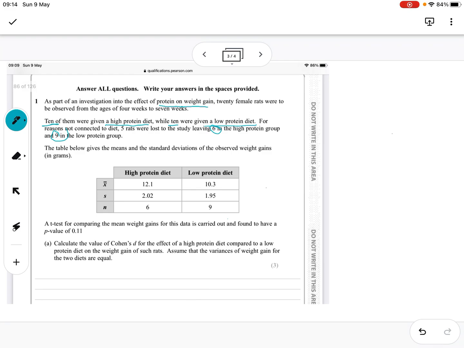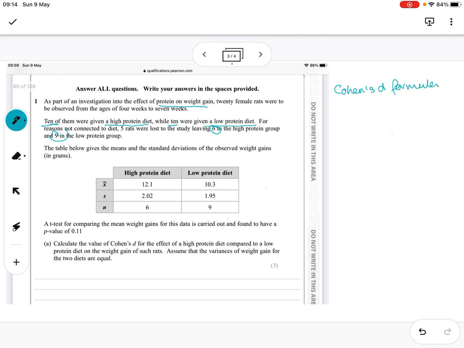Okay, so a t-test comparing the weight gains for this data was carried out and found to have a p-value of 0.11. Alright, so calculate the value of Cohen's d. That's fine. So Cohen's d is the last formula in your formula book, and new to the statistics A level when it first came. Over S, and your S is a pooled standard deviation.